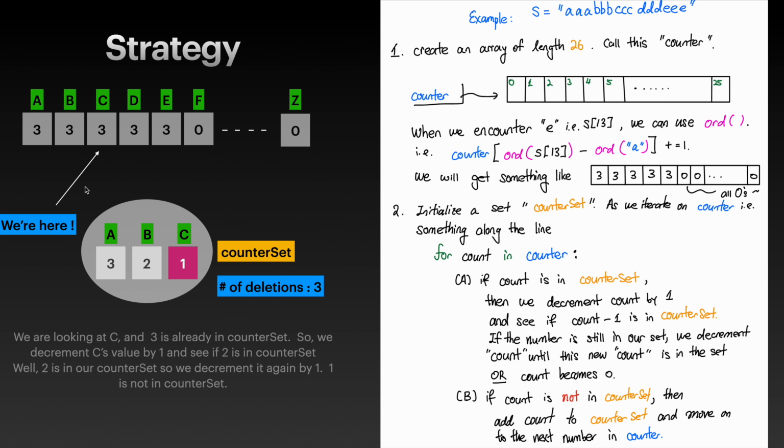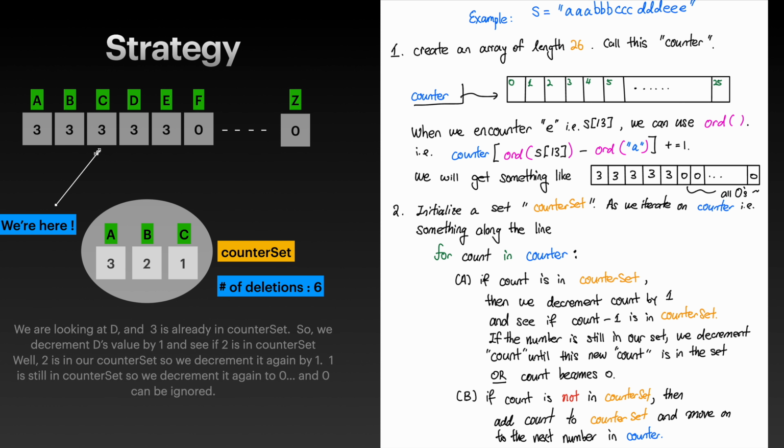Now we are on C. Notice that 3 is already in our counter set. That's from A. So we decrement this by 1, so that's 2, but 2 is also in our counter set. So we have to decrement this again, and 1 is not in our counter set. So we add 1 to our counter set, and we increment the number of deletions by 2. Because we decremented this twice, we add 2 to the existing number of deletions, so we get 3.